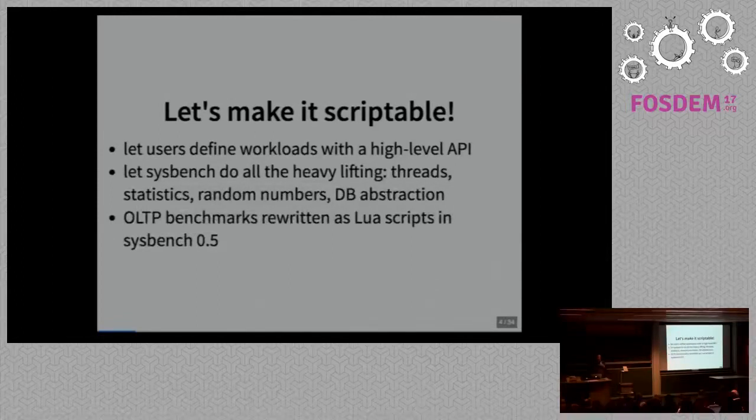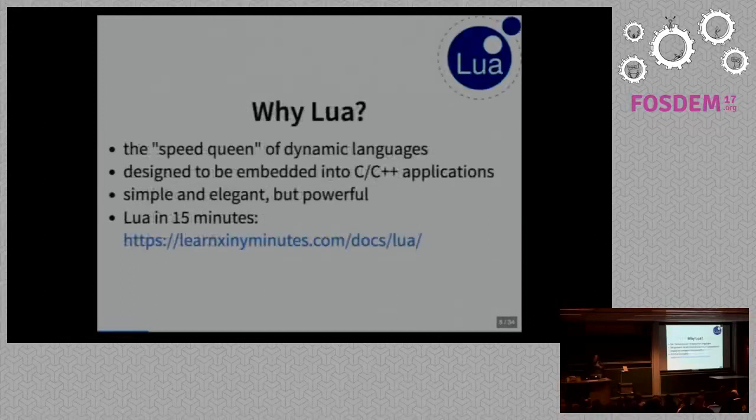So as a result, the OLTP benchmarks were rewritten as Lua scripts in sysbench 0.5. Why did I choose Lua? So Lua is incredibly fast for a dynamic language. Some people call it the speed queen of dynamic languages. It's also designed to be embedded into C and C++ applications. There's a very simple, straightforward protocol that can be used to call Lua functions from C code and vice versa. It is simple and elegant, but powerful at the same time. You can do pretty complex things with just a few, very simple underlying concepts.